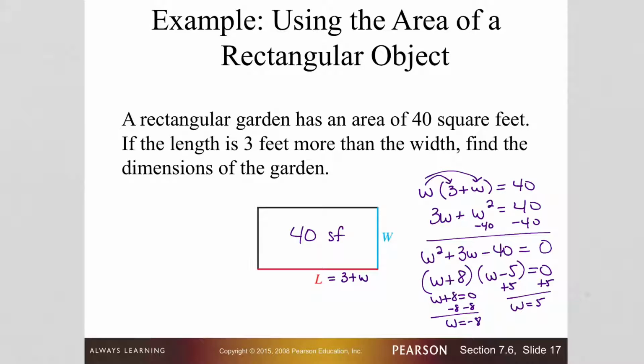Alright, so now take a look at these 2 answers. For one thing, I can't have 2 widths. It's not possible. It's a rectangle, for heaven's sakes. So think about which one of these answers doesn't make any sense. Well, the negative one doesn't make any sense because we can't have a negative width. So if my width here is 5 and my length is 3 more than that, that means my length has to be 8. Don't forget your feet.